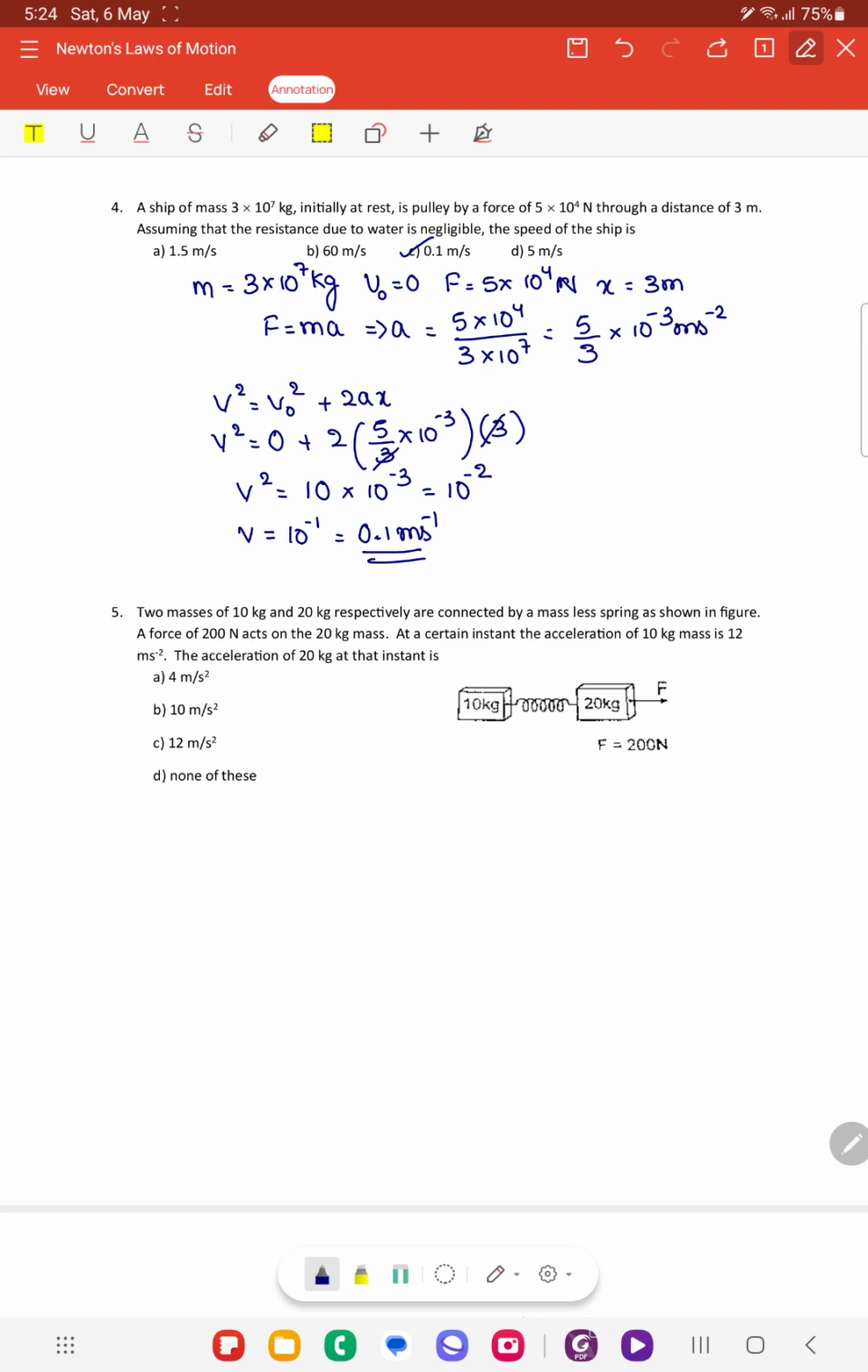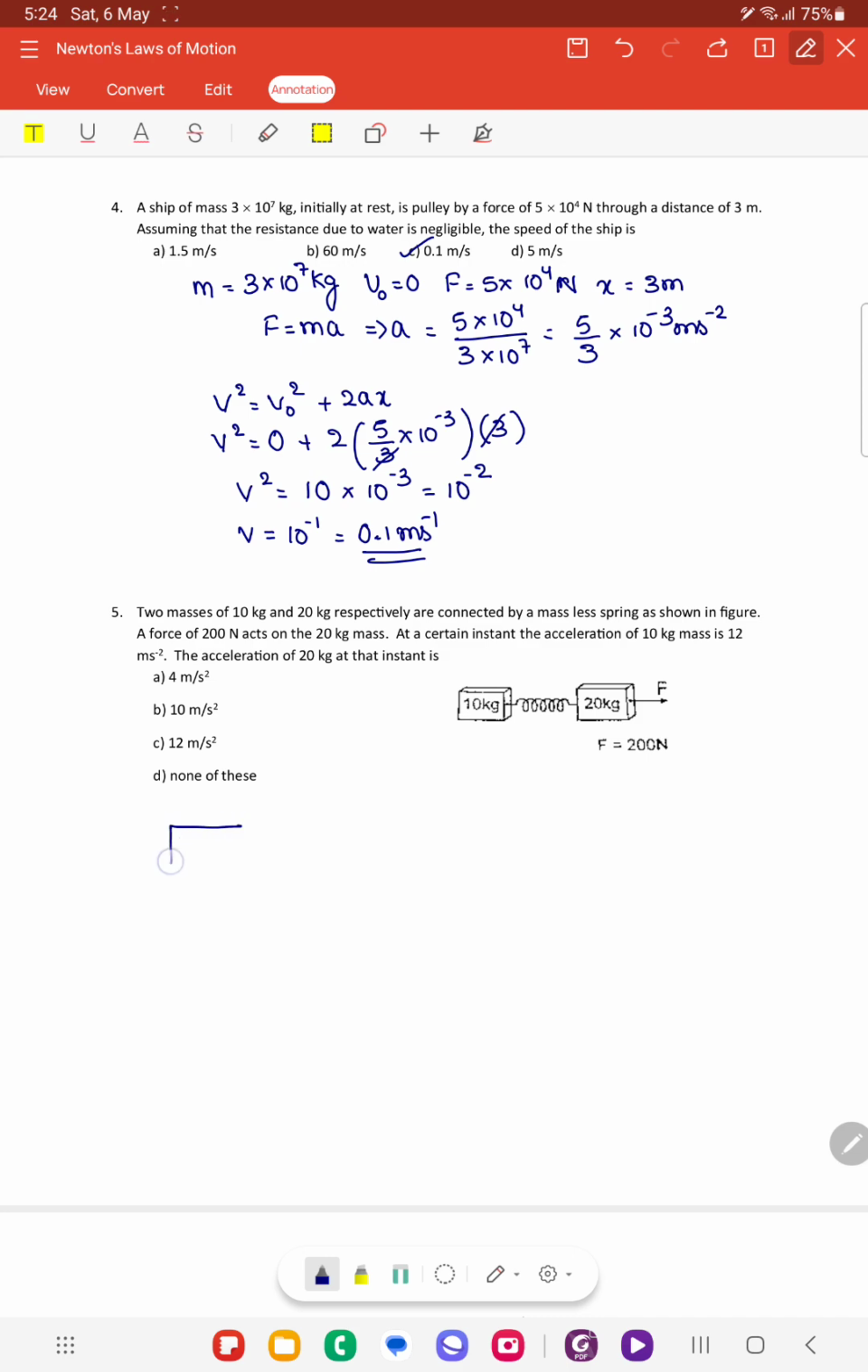Question number 5. Two masses of 10 kg and 20 kg respectively are connected by a massless spring as shown in the figure. A force of 200 Newton acts on the 20 kg mass. At a certain instant, the acceleration of the 10 kg mass is 12 meter per second square. The acceleration of the 20 kg mass at that instant is?